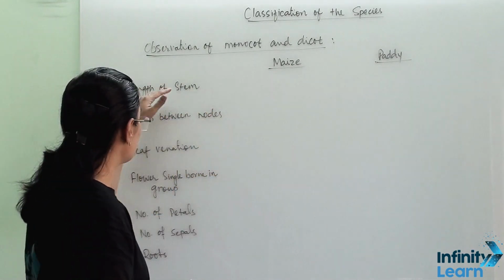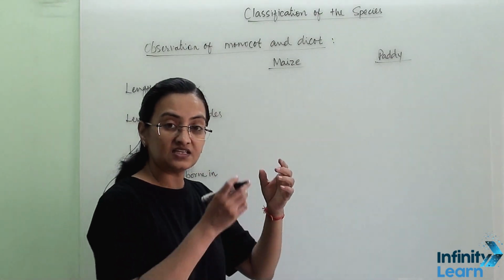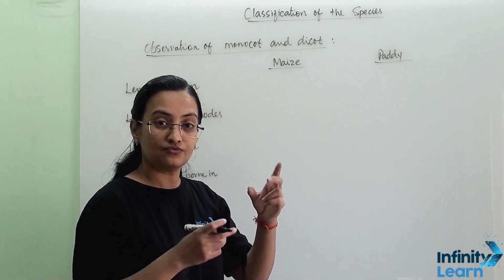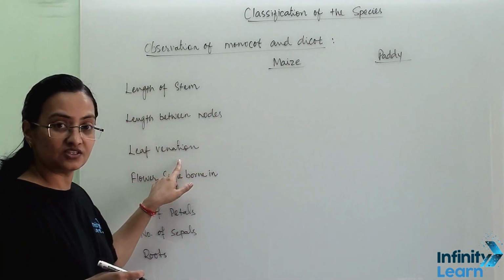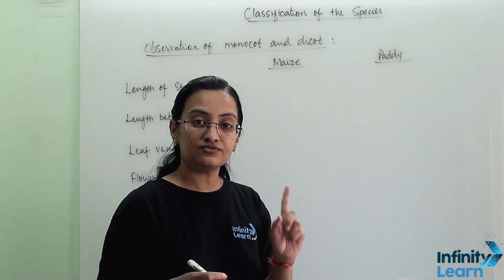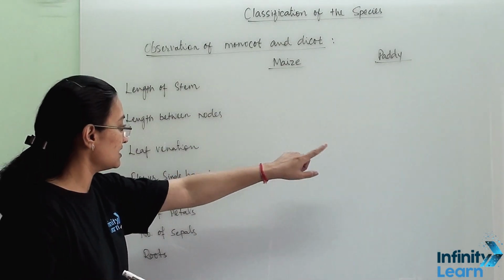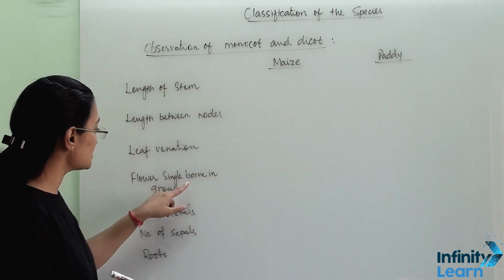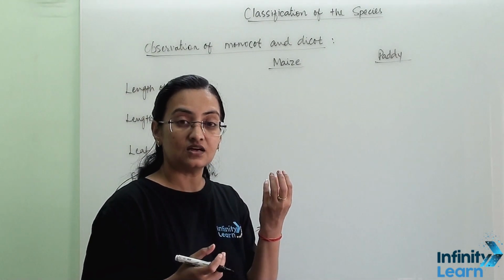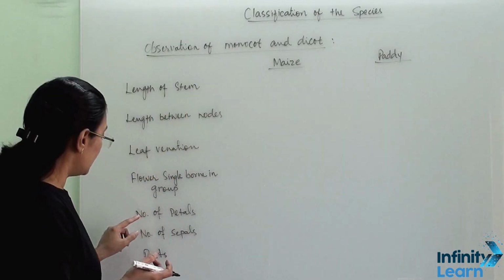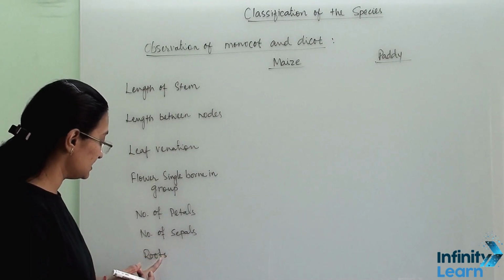And we are going to observe the following characteristics: length of the stem, and length between nodes, that means in the entire stem there will be nodes, so we have to find out the length between 2 nodes. Then comes leaf venation. There are 2 types of venation: first is parallel and second is reticulate. So either one of these will be there. Then comes flower, single or borne in a group. Flowers will be there on the plant, whether a group of flowers or a single flower. Then comes number of petals, these are for flowers, and number of sepals. Then comes roots.